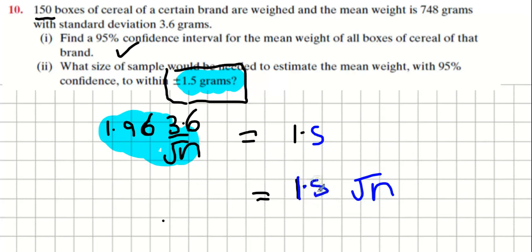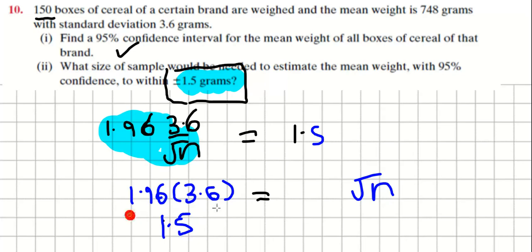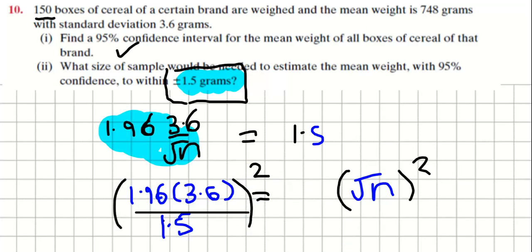Okay. Now, next thing. The 1.96 multiplied by the 3.6 is still there. We're going to grab that 1.5 and send it underneath. And then I think we just get that and square it, don't we? So we're just going to square it because we'll get root n. If you square both sides, you get your answer. So square the n and then just square this whole thing. And we should be good to go.